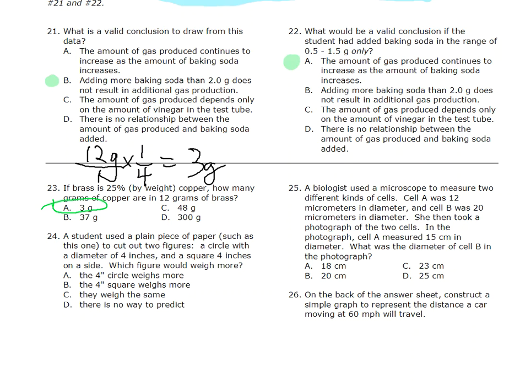24, a student used a plain piece of paper such as this one and cut out 2 figures. A circle with the diameter of 4 inches. Let's assume that's a perfect circle. Or a square with a diameter of 4 inches. And then we put those on a balance and we saw which one had a greater mass. The square would weigh more because it has more paper, a greater surface area there.